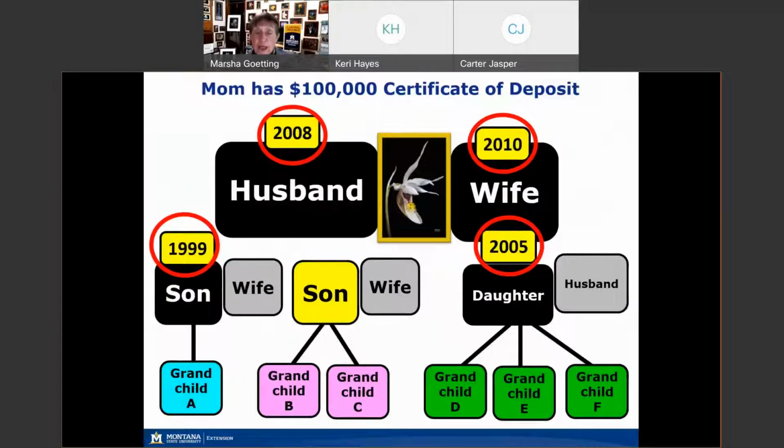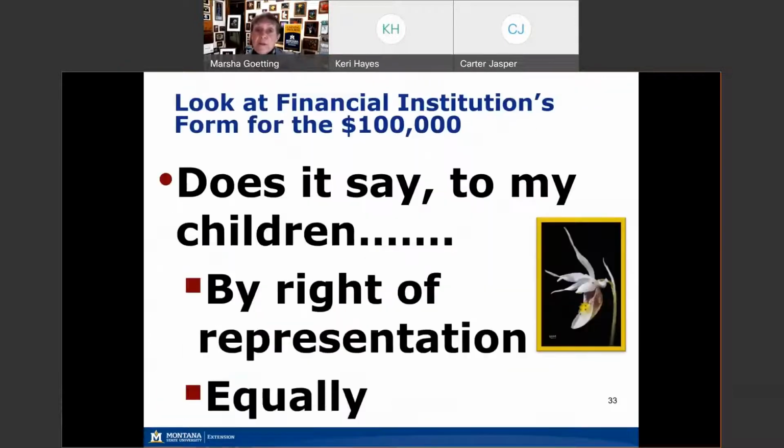Yeah, we have things happen. In 1999, we got a son that passed away, a daughter that passed away in eastern Montana because of a car wreck. We had a husband that passed away in 2008. So now what we've got is the mom, the wife, the grandma. And she has all the property, and she's got, in this case, not all the property, but a $100,000 certificate of deposit. And what grandma has done is look at the financial institution's, let's call it the signature card, only usually it's longer than that now.